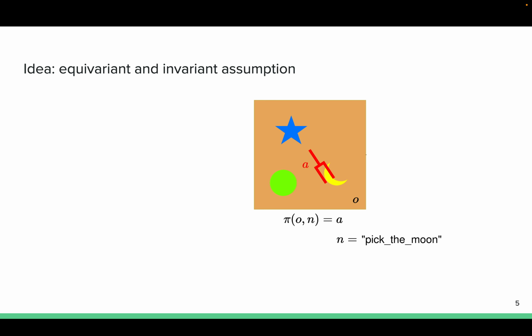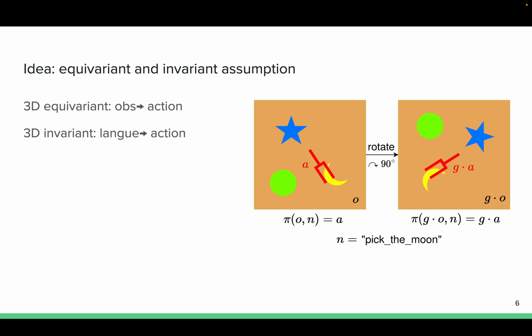So the core idea is to leverage equivariance and invariance. For example, this task requires picking the moon block. The optimal action is highlighted in red. Now if we rotate the observation by 90 degrees, then the optimal action should be rotated as well. So this reflects that the mapping between observation and action is 3D equivariant. Additionally, we find that the transformation of the action only depends on the transformation of the scene in the image. Therefore, the language should stay invariant.